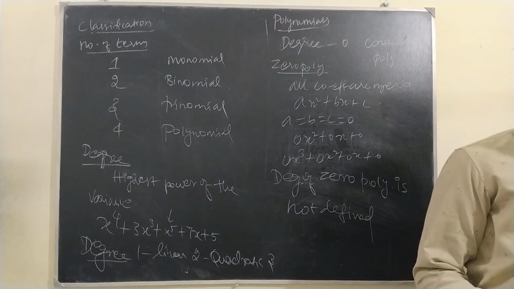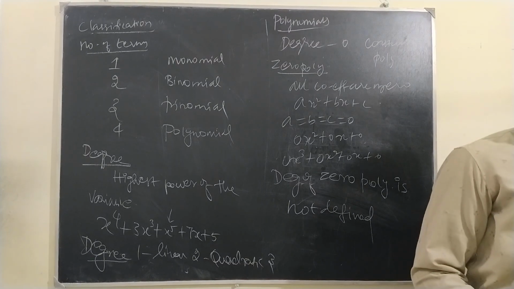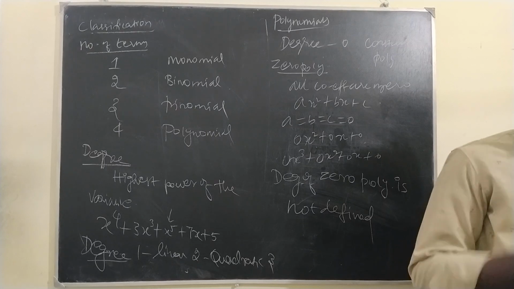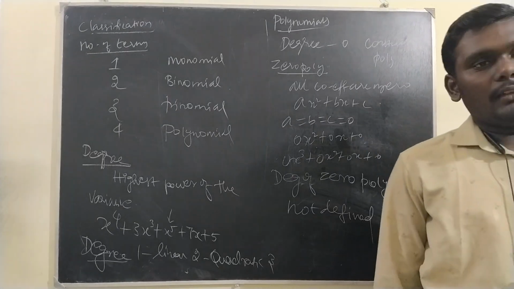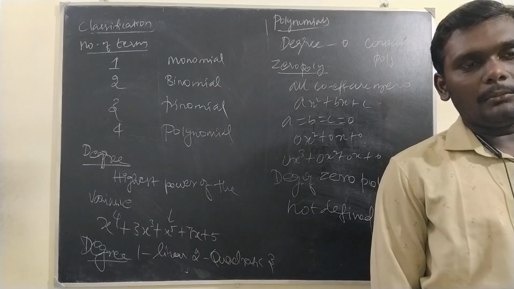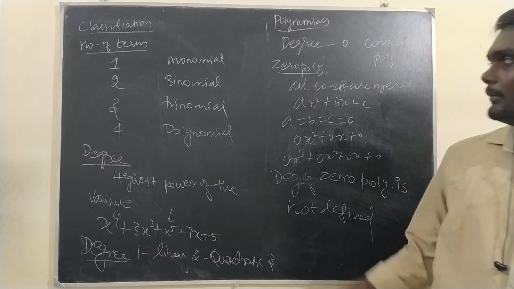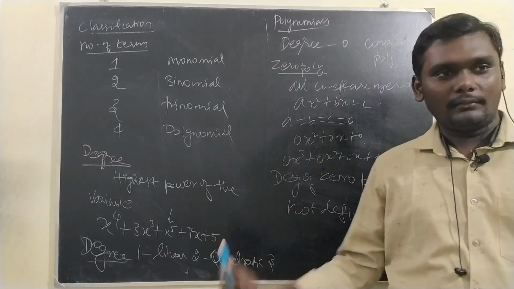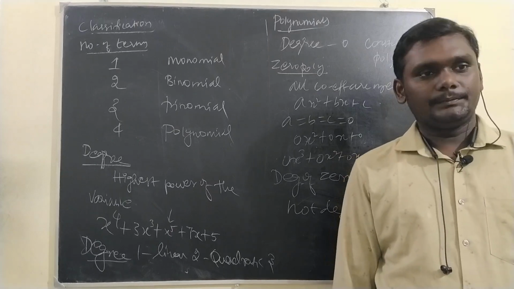Find the degree of the polynomials. Exercise 2.1. Take exercise 2.1. See the first question. State which of the following things are polynomials in one variable. One variable means, so far we discussed only one variable is there. Variable in the sense alphabet.